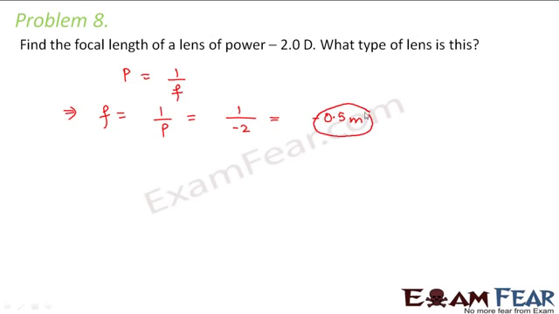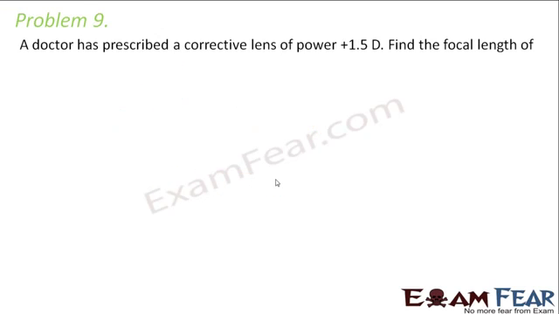So this would be the focal length of the lens. Now since f is negative, that means what kind of lens is it? It is a concave lens. Let us look at the next problem.